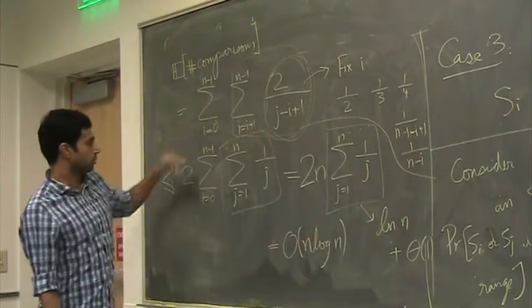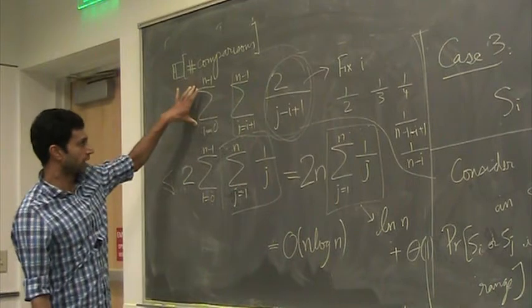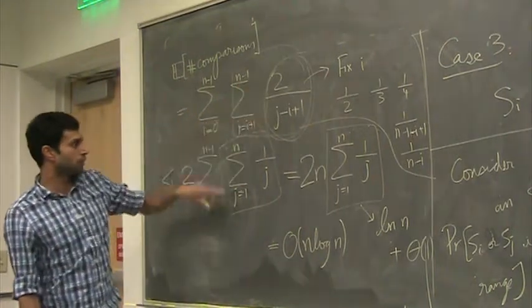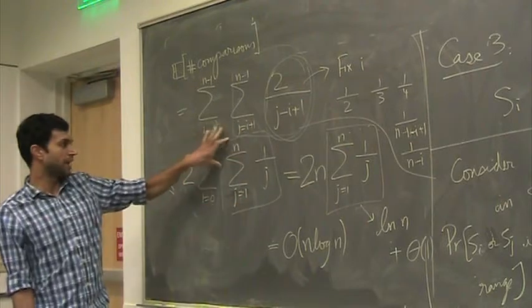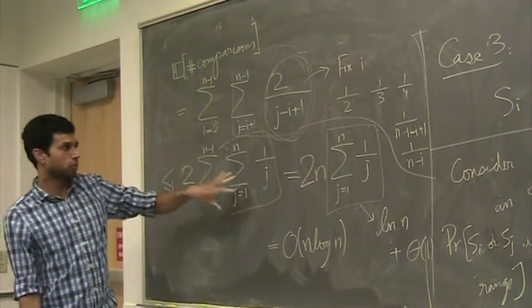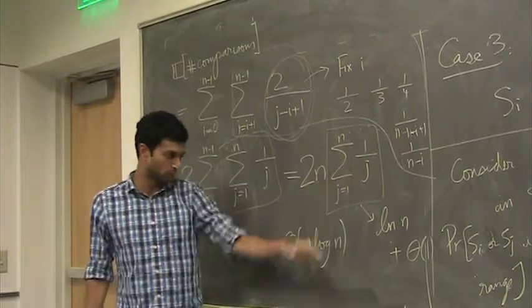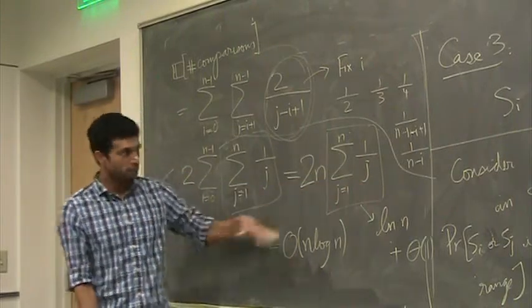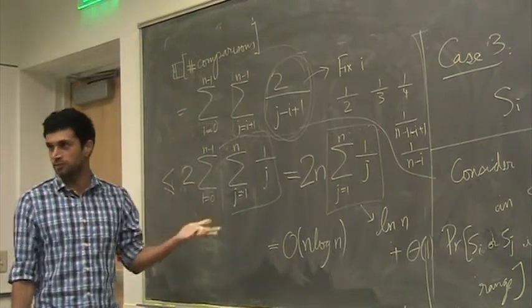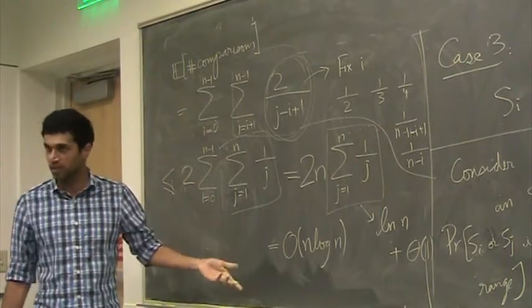So I get the sum of i going from 0 to n minus 1, that stays. This is just the sum of j going from 1 to n of 1 over j, and this is the nth harmonic number. And so it's just 2n times the nth harmonic number, which is O of n log n. And so that completes the proof of the expected number of comparisons that randomized quicksort makes.